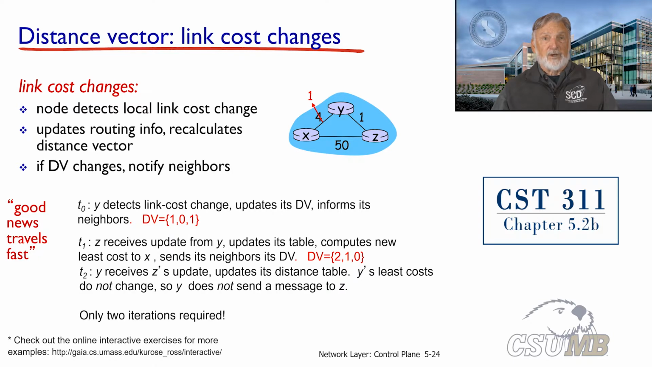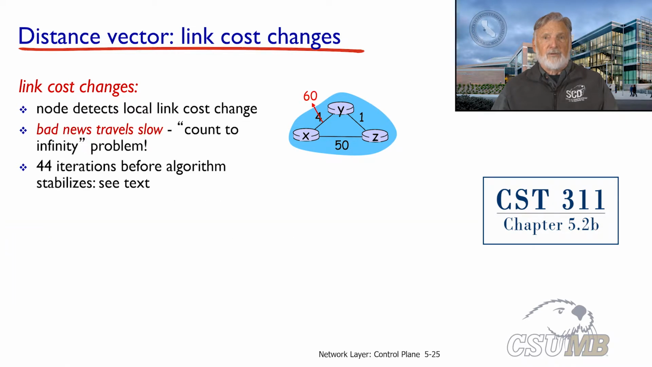Node Y receives node Z's update. Since Y's least costs do not change, the route calculations have converged. In DV algorithms, good news, that is, the reduction of route costs, travels fast. However, bad news travels slow with distance vector routing.